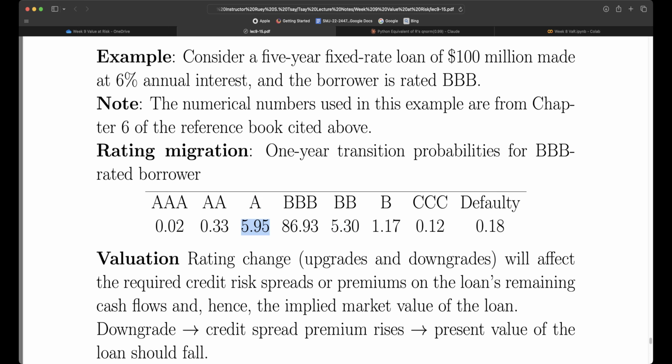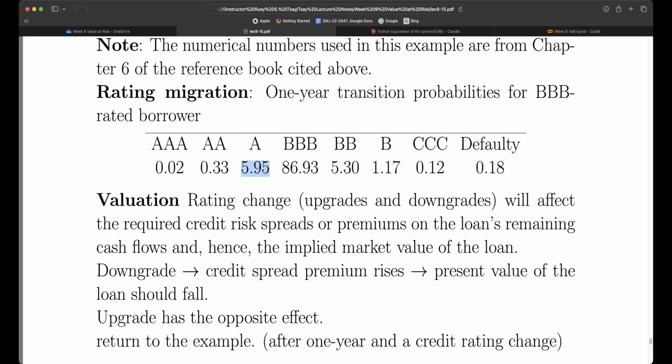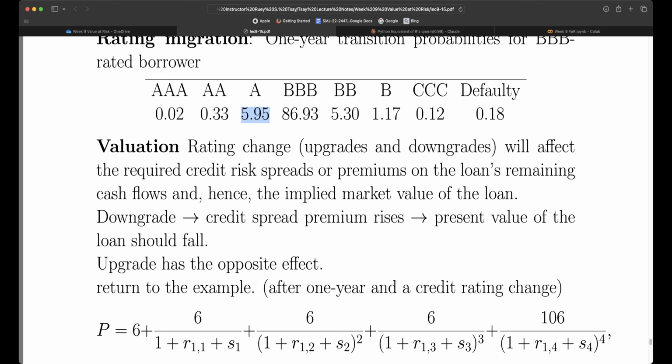But with just over 5%, it can be downgraded to BB, and it can be upgraded to A with almost 6%. Now valuation: a rating change, upgrade or downgrade, will affect the required credit spread or premium on the loan's remaining cash flow, and hence the implied market value of the loan. A downgrade means the credit spread premium rises, which means the loan is cheaper, and the present value of the loan should fall. An upgrade has the opposite effect.